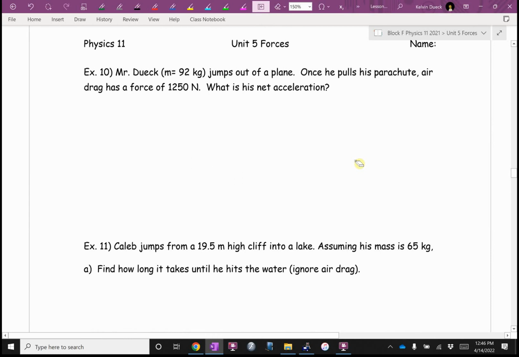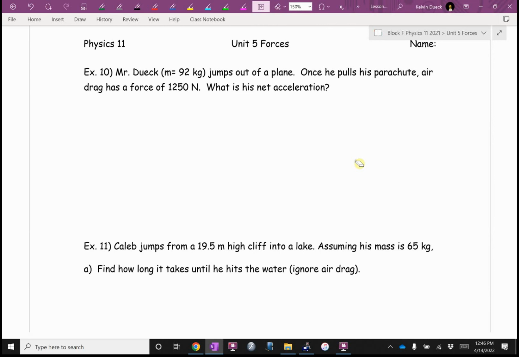Mr. Dewick, m equals 92 kilograms, jumps out of an airplane. Mention I jumped out of an airplane because I have. Once he pulls his parachute, air drag has a force of 1,250 newtons. Okay. I can do this. Maybe.